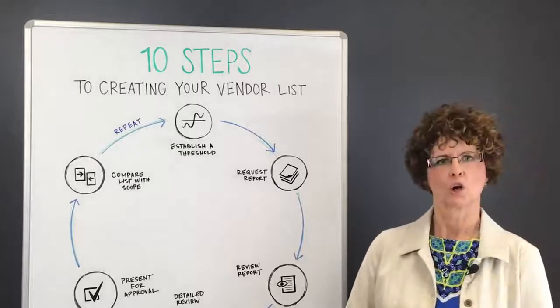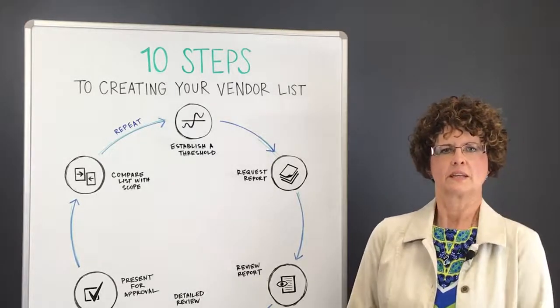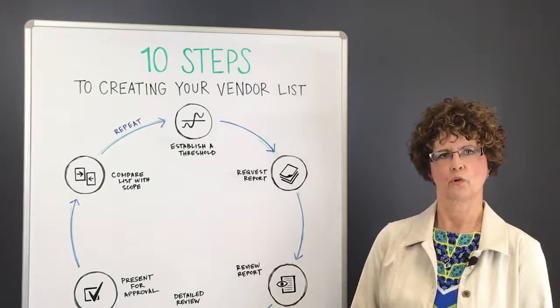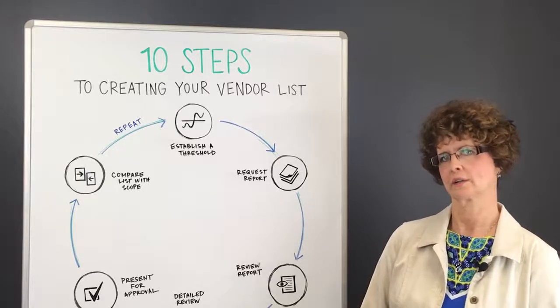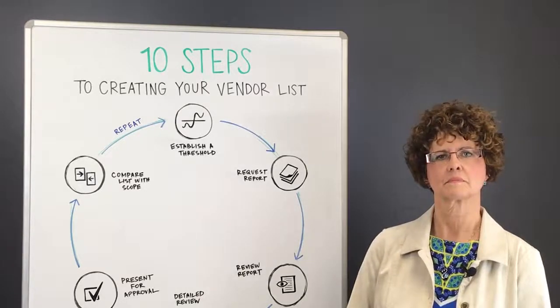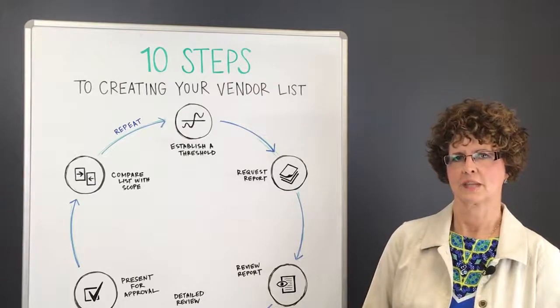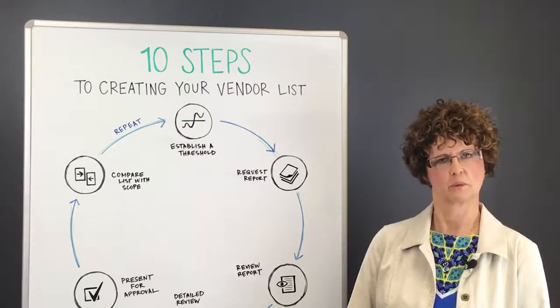Today we're going to talk about the 10 main steps you need to take in creating your vendor list for your third-party risk management program. So let's get started. The first thing you need to do is establish a threshold for vendors to be reviewed.